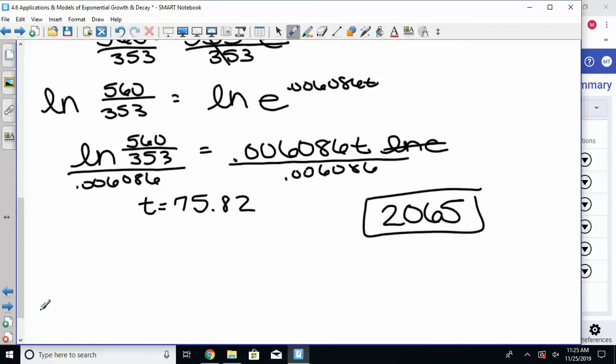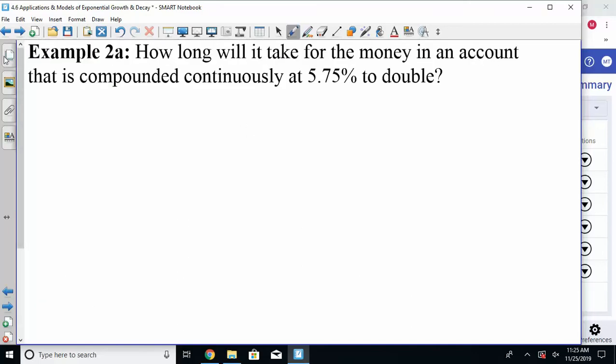Questions about that? I'm going to skip around on here a bit. I think I'm going to skip example 2 or example 1b for now. We may come back to it later if we have time.